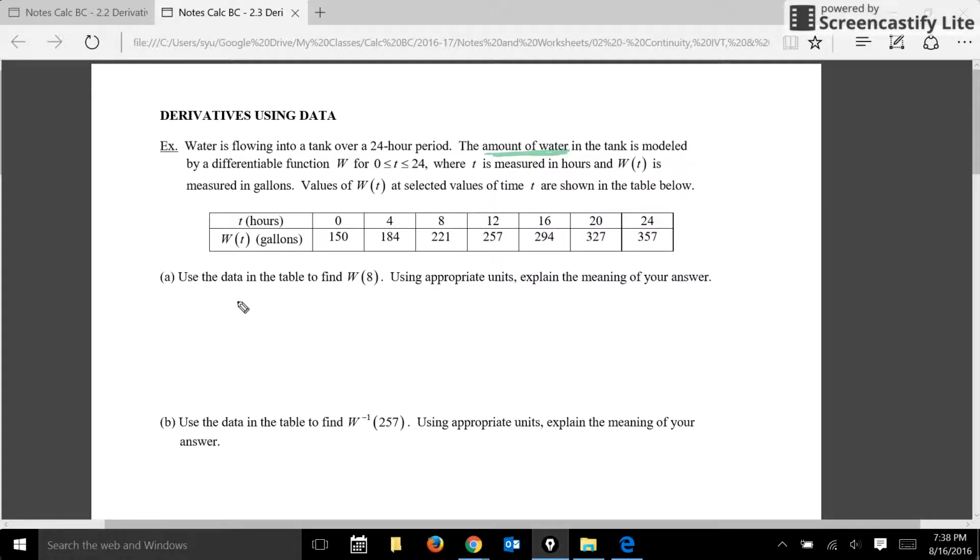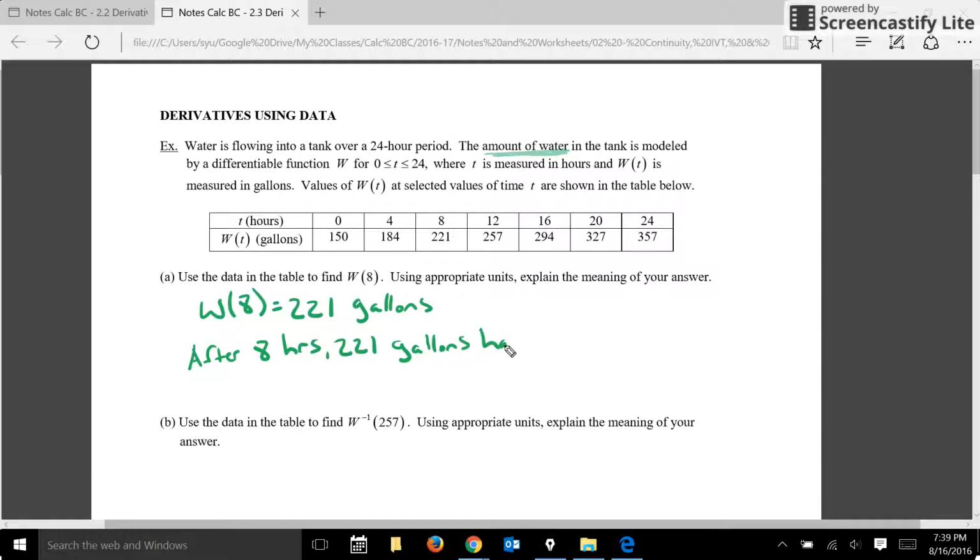Well, easy enough. It's right in the table. I know that W of 8 is 221 gallons. And I know that this is an amount of water that's flowed into the tank. That's what the problem told me. So when it asks me to explain the meaning of my answer, I know that after 8 hours, 221 gallons of water have flowed into the tank. All right, cool.